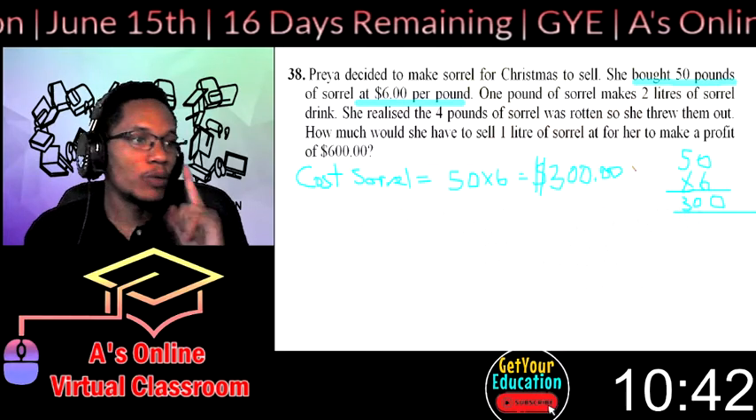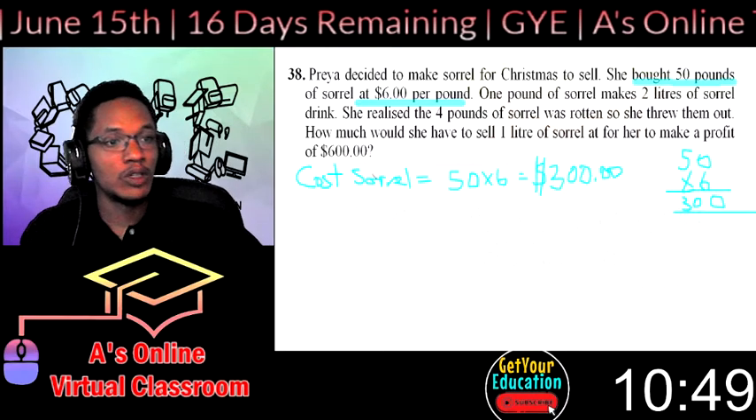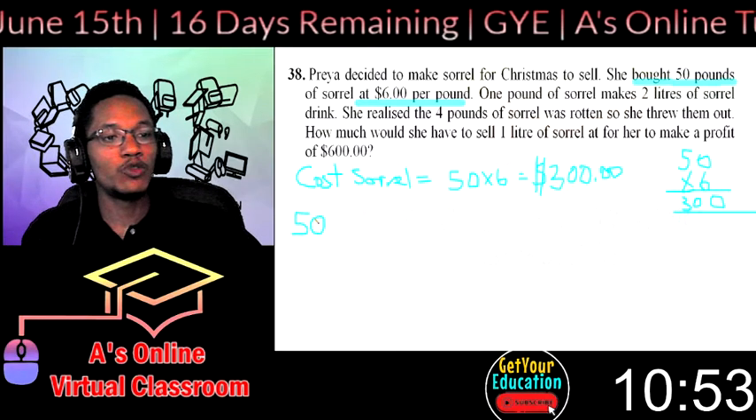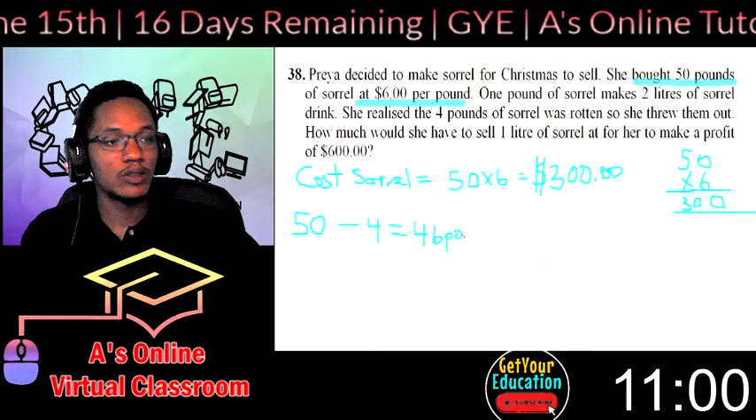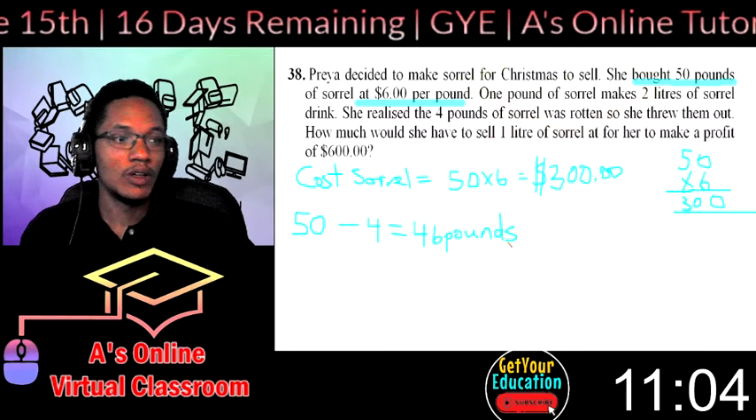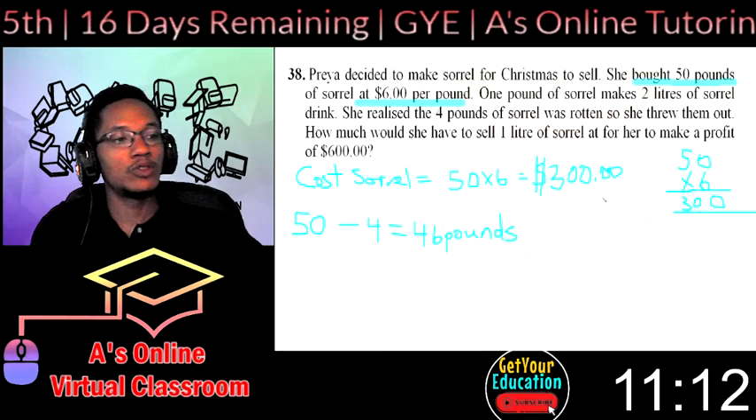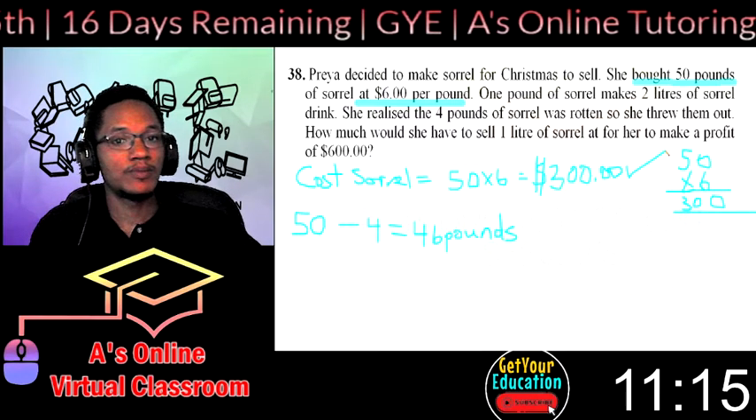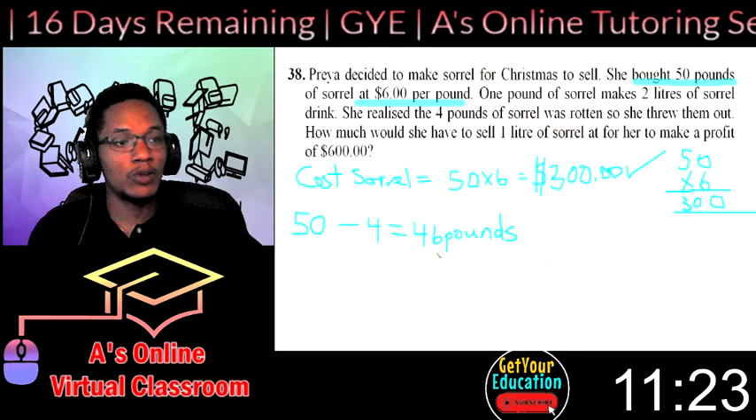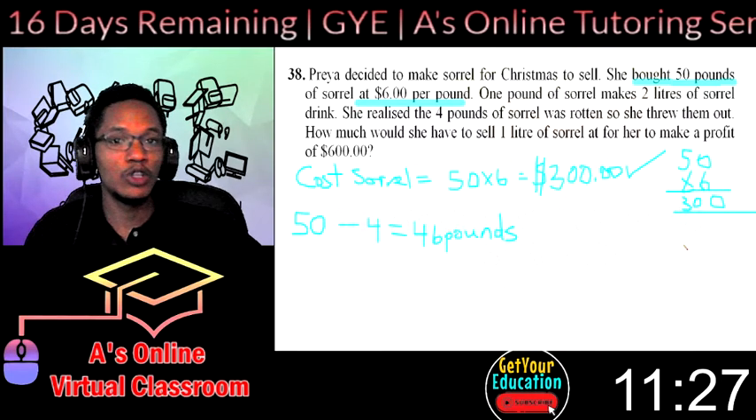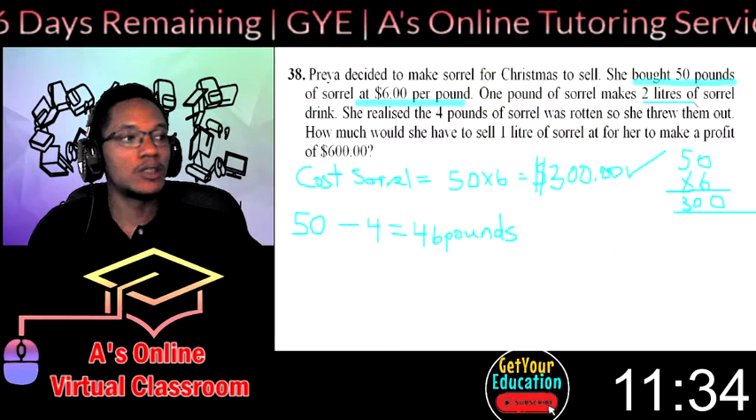Alright. They say 1 pound of sorrel makes 2 liters of sorrel drink. She realized that 4 pounds of sorrel was rotten. So she bought 50 and 4 was rotten, so she threw them out. So she basically was left with 46 pounds of sorrel. Step by step we're going line by line to see how we could get to the final answer. The first thing we calculated was how much she paid for all the sorrel. And then we took out the rotten sorrel, so that's 4 pounds. So she now has 46 pounds of sorrel that she could actually use to make her sorrel drink. And 1 pound of sorrel makes 2 liters of sorrel drink.